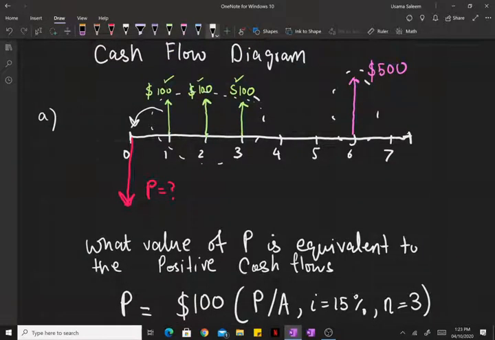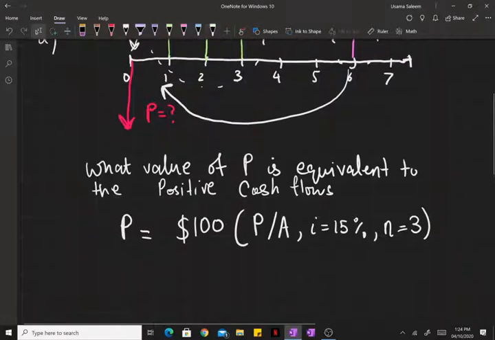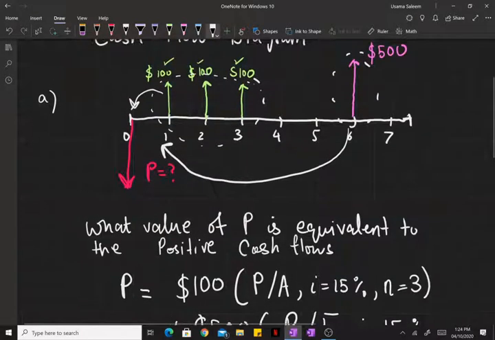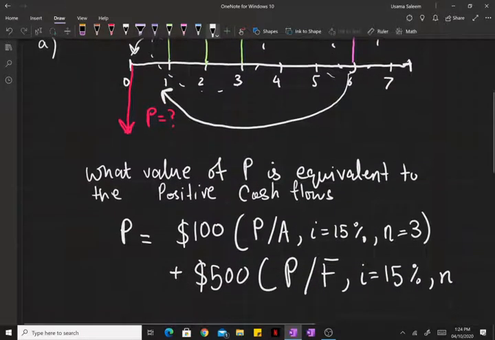And now we're left with this $500 payment, which is at year 6, and we want to move it back to year 0. So since we're moving back in time, that will be a present value given future value. Again, the interest rate is 15%. And here the value of n is going to be the number of years you're moving back. So in this case, we're moving a total of 1, 2, 3, 4, 6 years back.